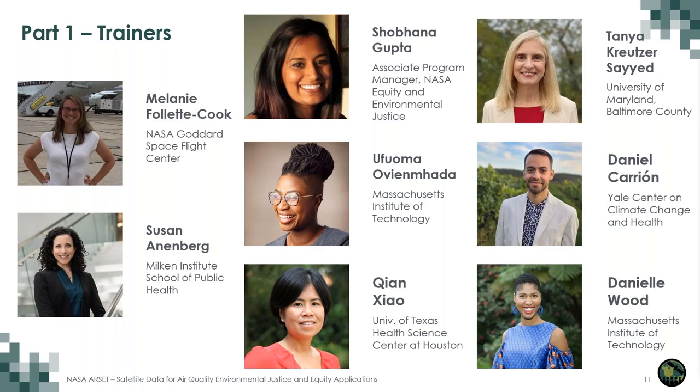Susan Anenberg and Xiao Shen, professors at George Washington University and the University of Texas, respectively, are the leads of the NASA Health and Air Quality Applied Science team on satellite data for environmental justice. Tanya Kreutzer-Syed and Ufama Ovemida are PhD students at UMBC and MIT, and Daniel Wood is a professor at MIT. Daniel Carrion is a professor at Yale.